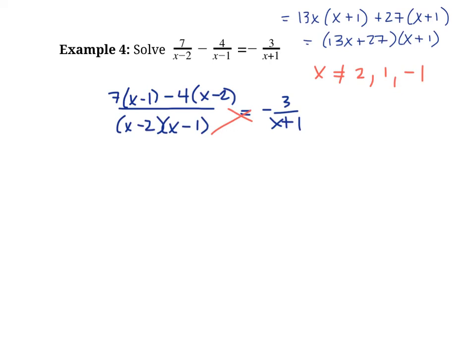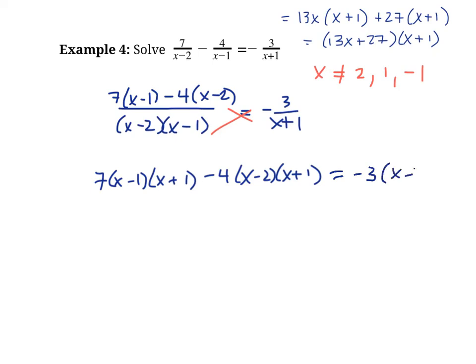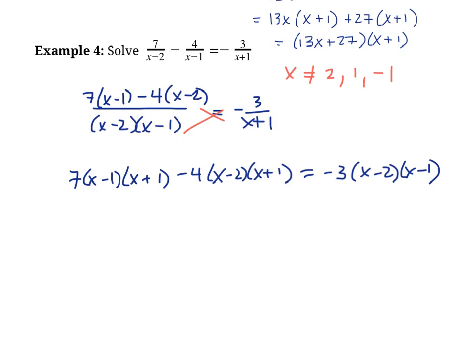So 7 times x minus 1, and then as I said, I'm going to multiply everything by x plus 1. Minus 4 times x minus 2 times x plus 1, because this over here has got to be multiplied by each thing. And then on the other side, I'm going to have negative 3 multiplied by the denominator, x minus 2 times x minus 1. Okay, now it's just a lot of expanding, simplifying, and solving. So again, pause the video here, do all that, and unpause when you have your final polynomial at the end.